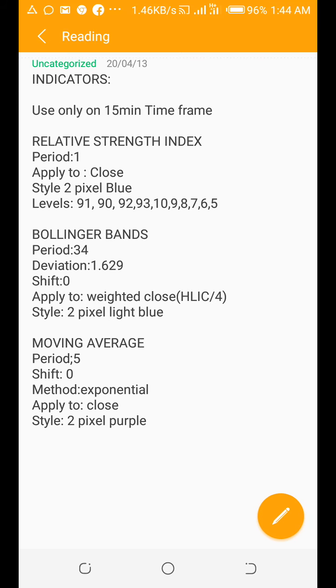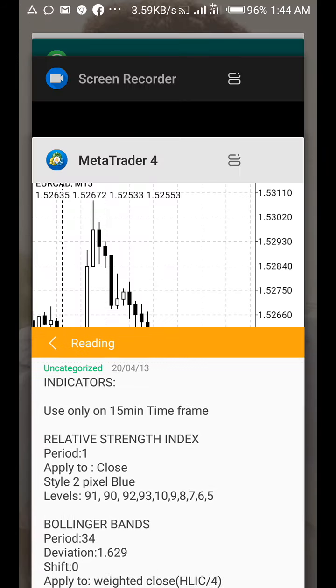The next indicator I have here is Bollinger bands. For Bollinger bands, I have the period 34. Deviation, I have 1.629. Shift, I have 0. Apply to, I have weighted close, and then style, I have 2 pixel, and then I have light blue.